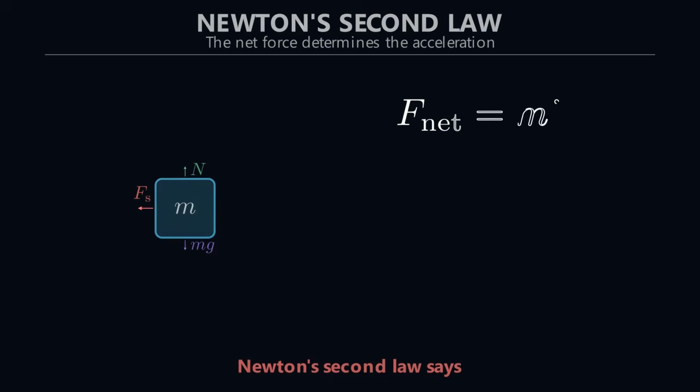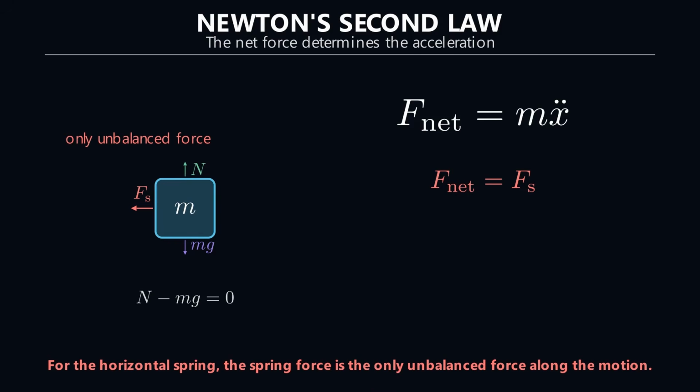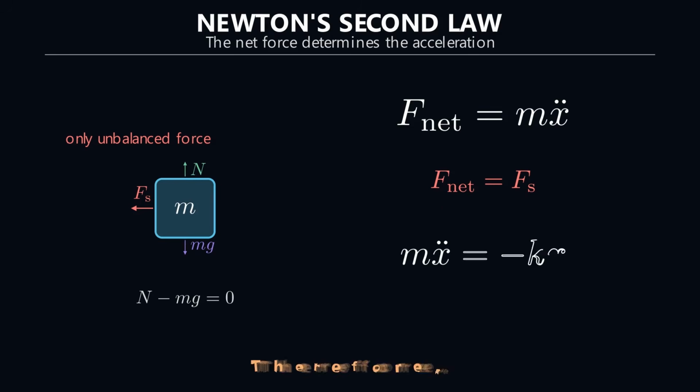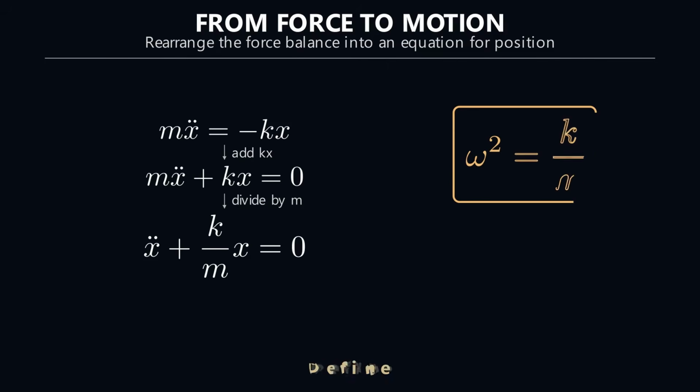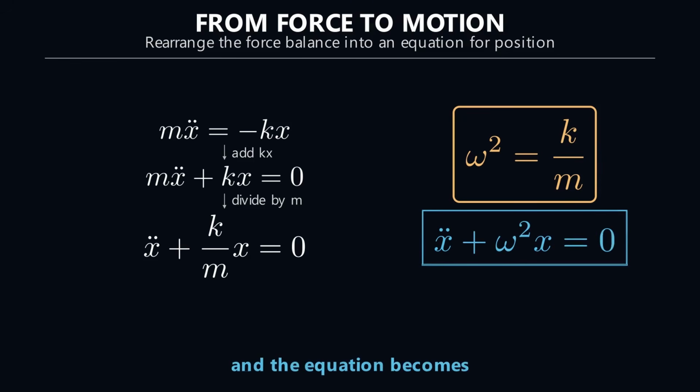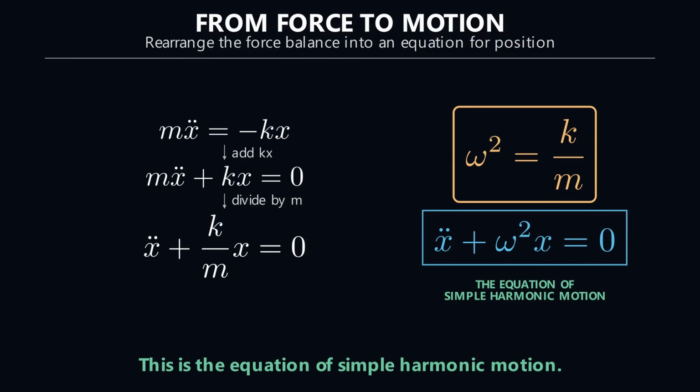Newton's law says that the sum of forces is equal to the mass times the acceleration. For the horizontal spring, the spring force is the only unbalanced force in the direction of motion. Therefore, m x double dot is equal to negative k x. Rearranging gives this. And then we define omega squared, which is equal to k over m. And the equation becomes x double dot plus omega squared x is equal to 0. This is the equation of simple harmonic motion.